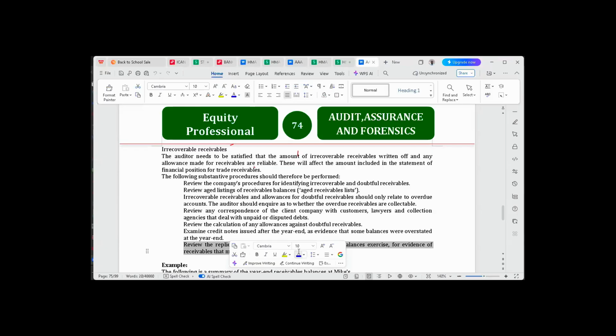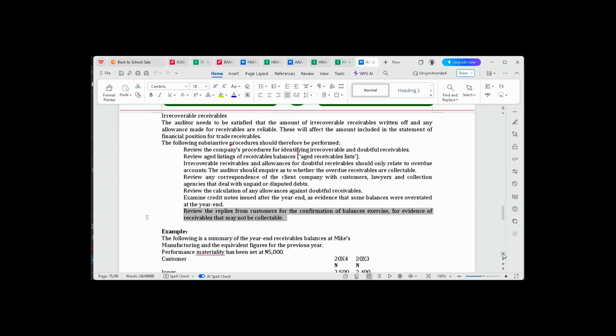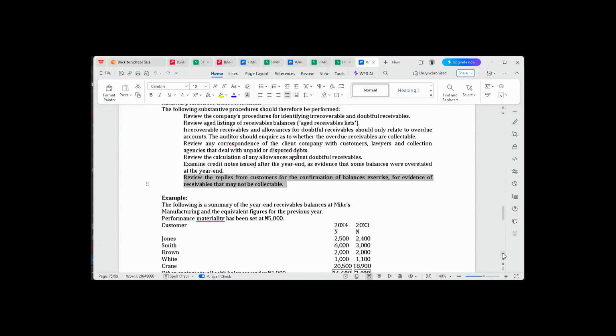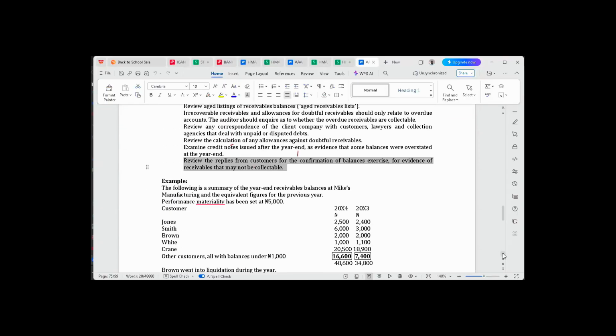That is, they can turn to bad debt. Bad debt means they will not be recoverable any longer. All right, this is another example. Let's look at this example. It could be an ICAN question, right?